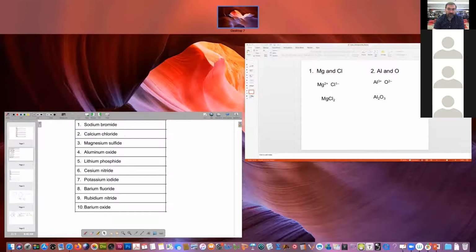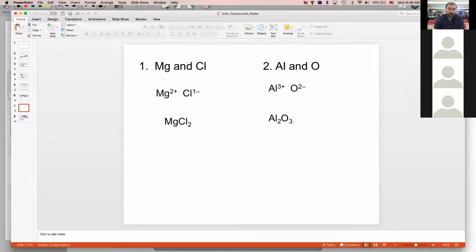Really what you're looking for is the least common multiple of 2 and 3, which turns out to be 6. So in terms of charges, if you have 2 aluminums, each with a charge of 3, that would have a total charge of 6 plus. And then if you had 3 oxygens with a charge of 2 minus, 3 times 2 also gives you 6. So 2 aluminums each with a charge of 3 would give you a charge of 6 plus, and 3 oxygens each with a charge of 2 minus would give you a charge of 6 minus. And you would end up with a neutral compound.